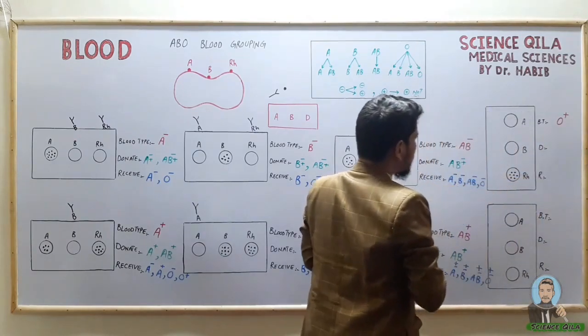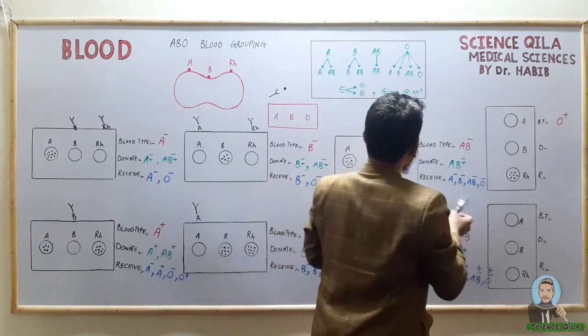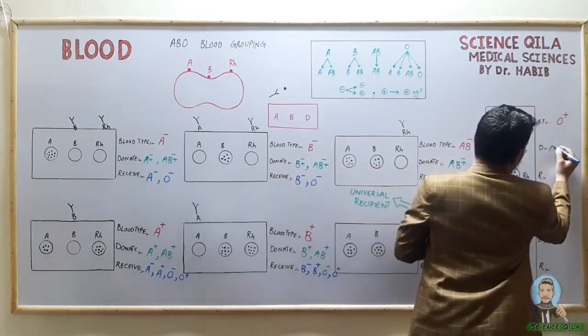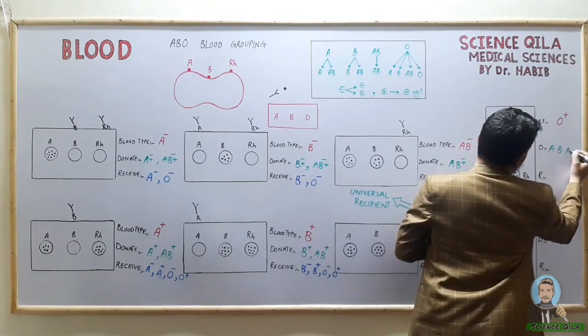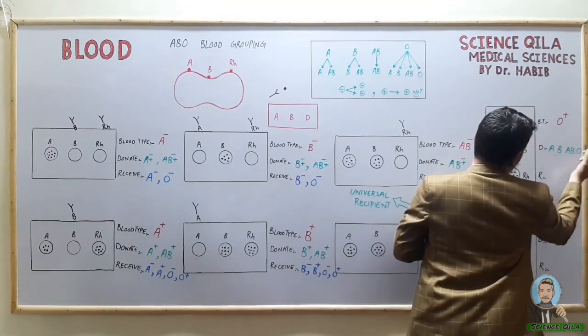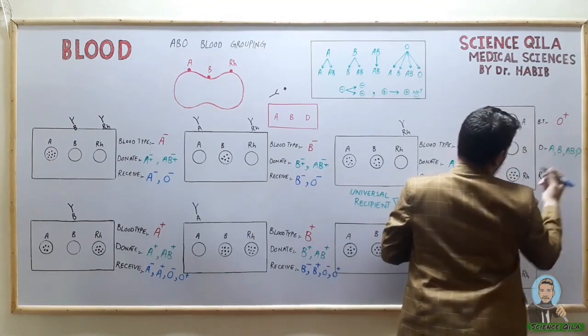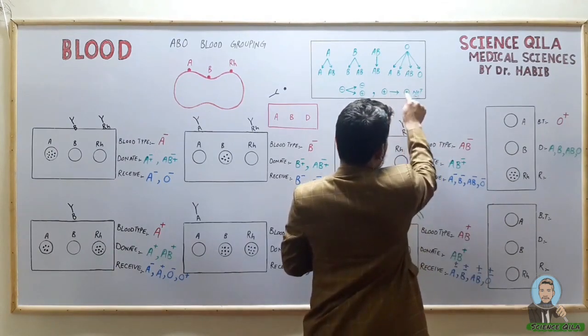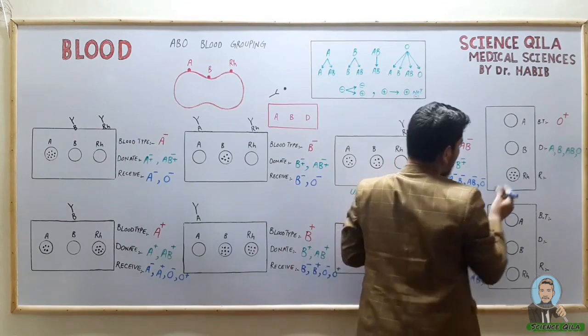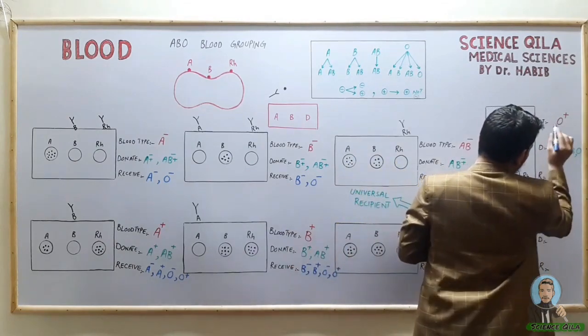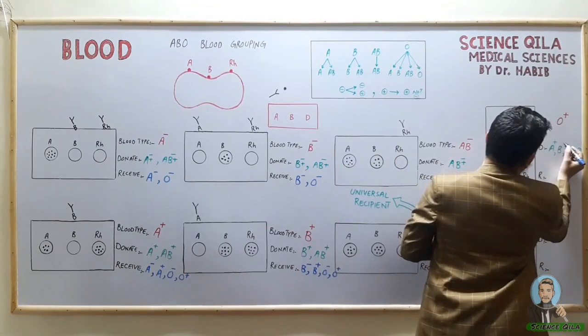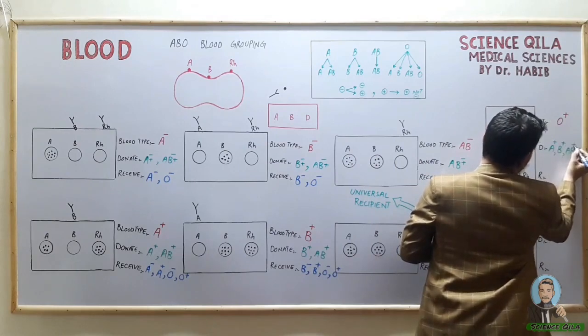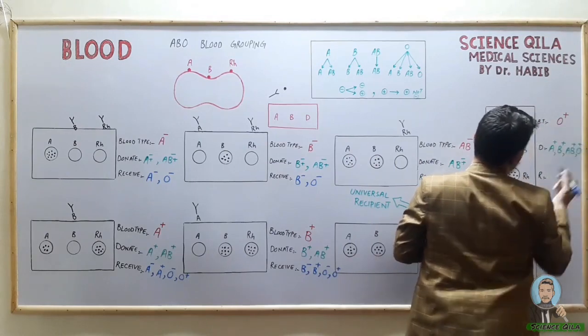Okay, donate. What's the rule for O? O can donate to A, B, AB, and O. And what's the rule for positive? Positive can only donate to the positive, not negative. So blood type O positive can donate to A positive, B positive, AB positive, and O positive.